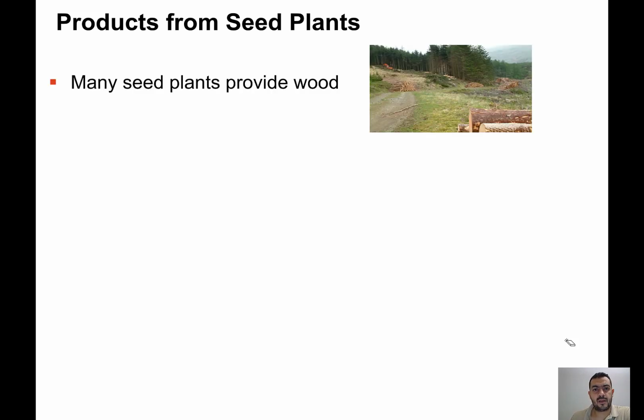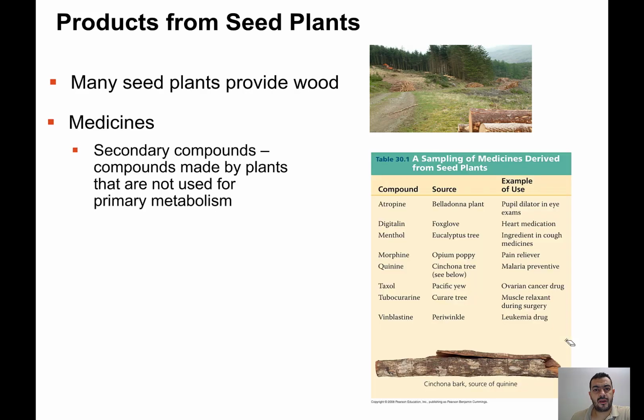So in addition to the nutritional supply, seed plants help us to provide the wood, and thirdly, they are an important source for medicinal products. So many medicinal products are actually derived from seed plants.